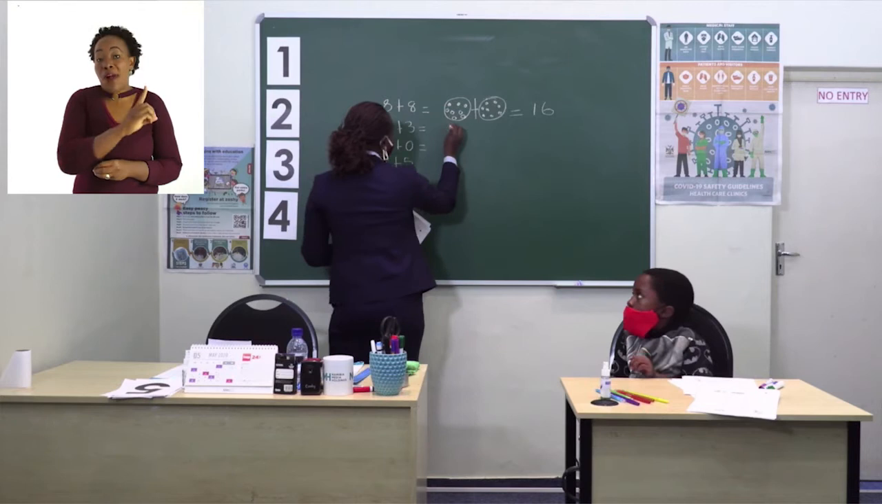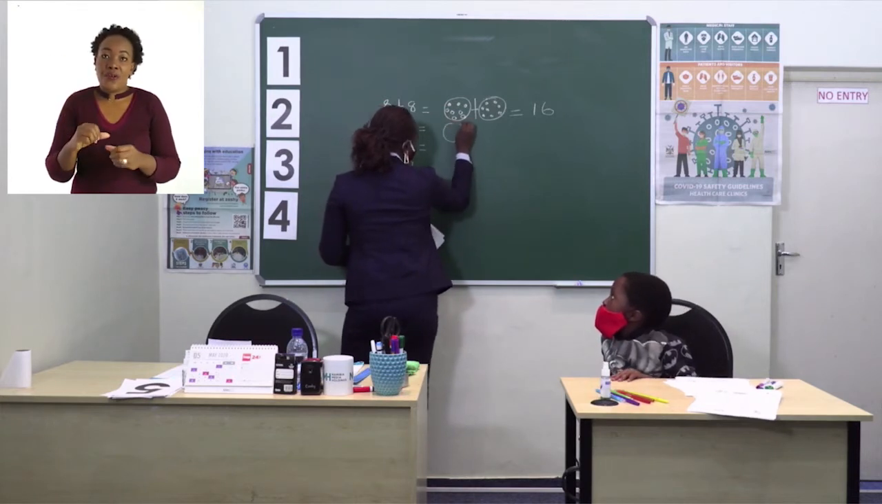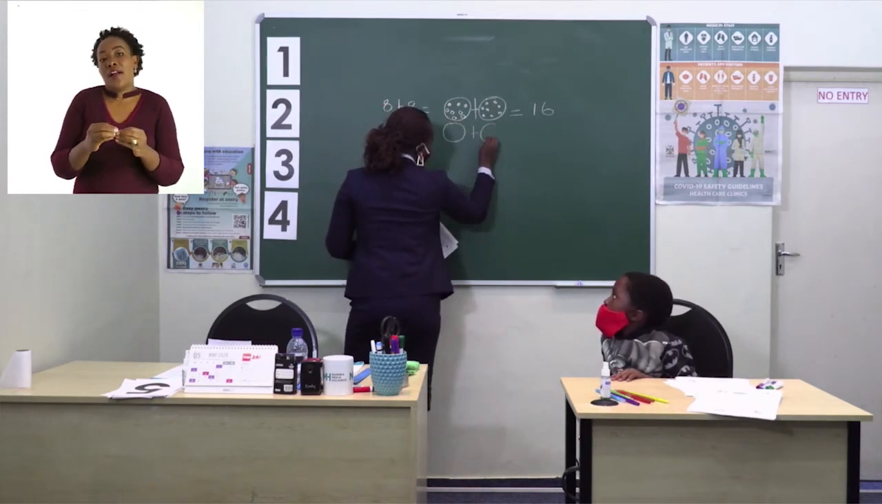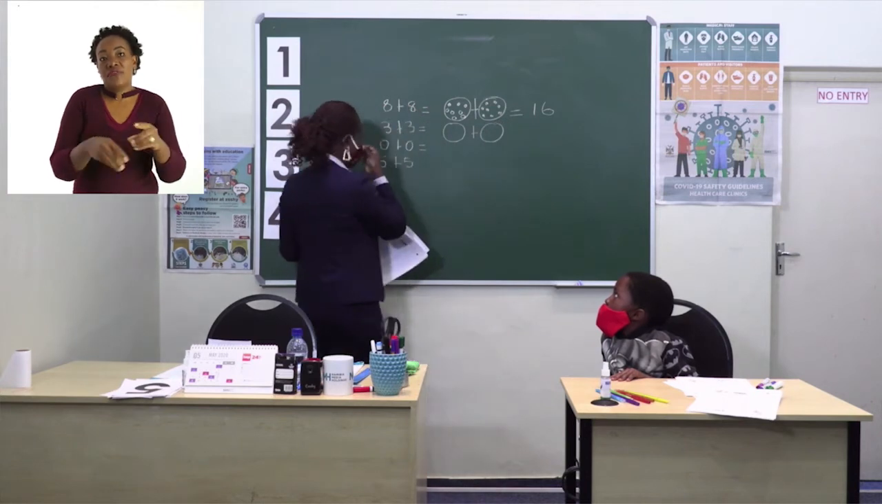We go to number 3. We also put the 2 circles. Okay.